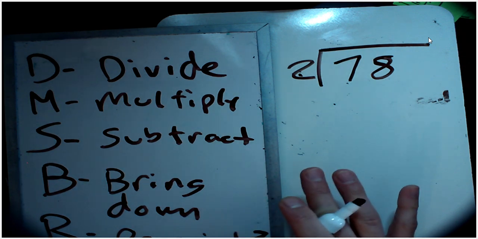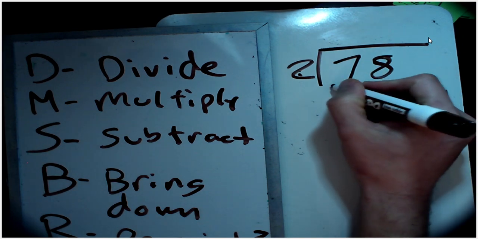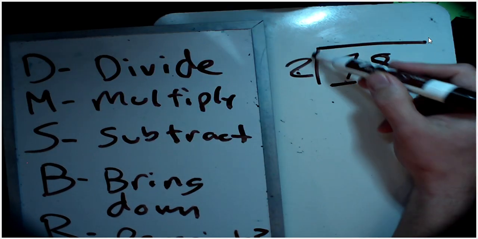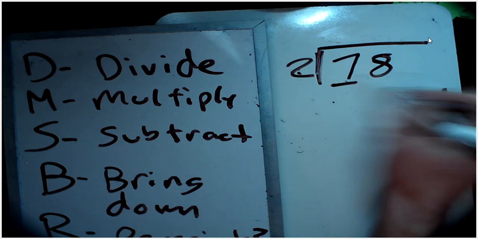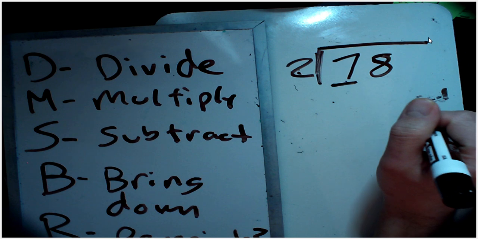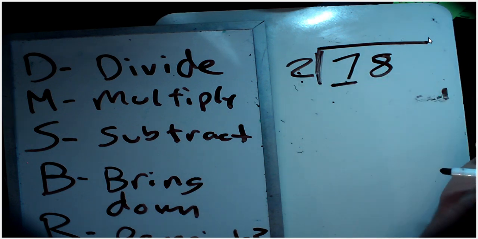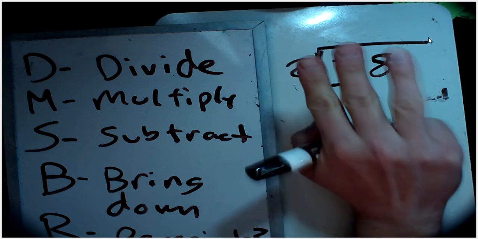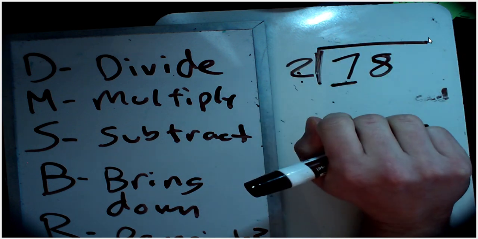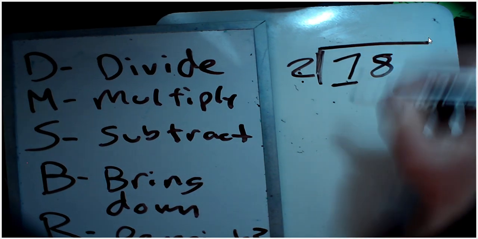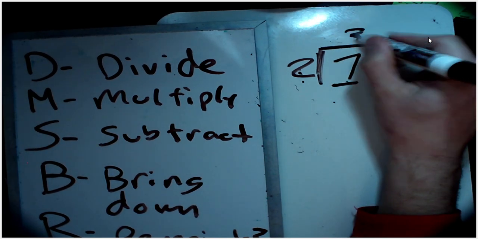And let's start with the very first place value next to the door of the house. So here's the door of the house right here. We normally work with math right to left, but in division, we're working left to right like we read. So 2 goes into 7 how many times? 2, 4, 6, 8. Oh, can't go 4 times. 2, 4, 6. So it goes into 7 3 times.